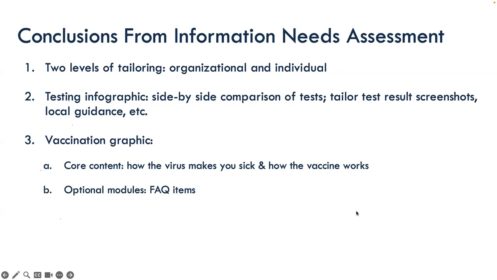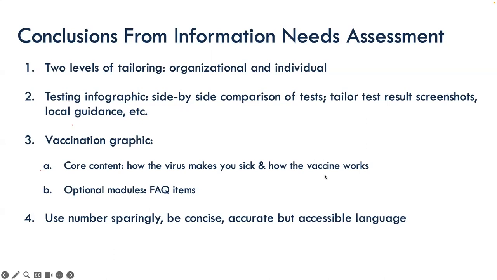Three, the vaccination infographic would have two parts, core content about the virus and the vaccine, and then additional optional modules addressing frequently asked questions. Four, our text would use numbers sparingly, be concise, and use accessible language without sacrificing accuracy.